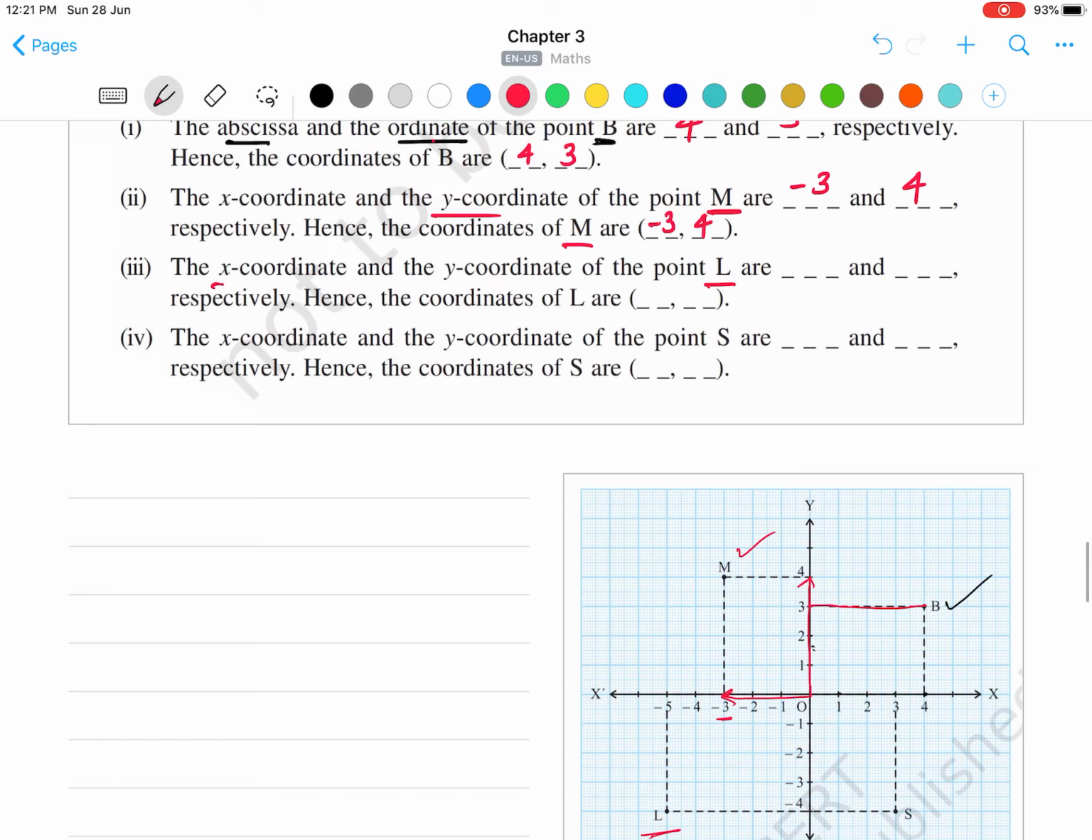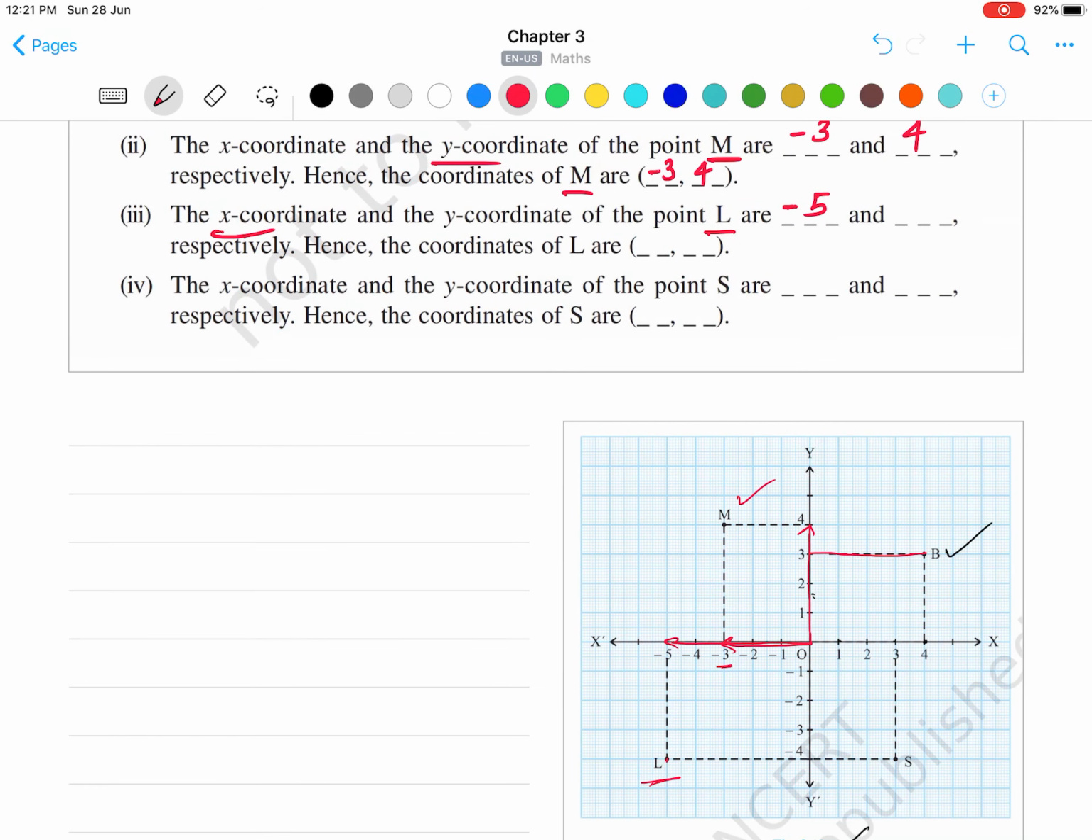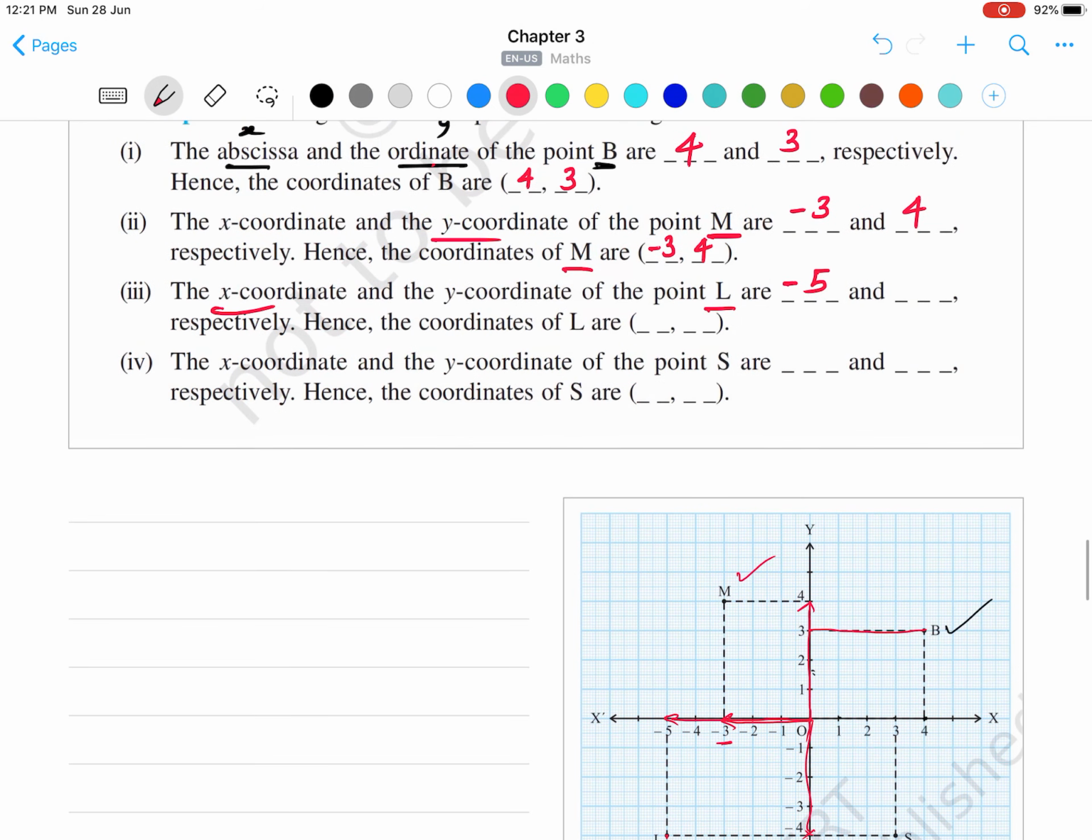First we have to write the x coordinate. For the x coordinate we'll start from here and move in this same direction till -5. So this L is lying at -5. So its x coordinate is -5. Then we have to write its y coordinate. Now this point is downward, so we'll move in the downward direction till here, which is -4. So the y coordinate for L is -4. Hence the coordinate of L is (-5, -4).